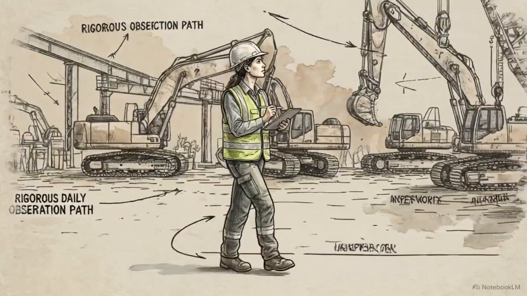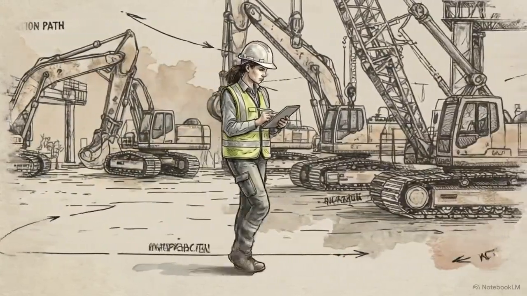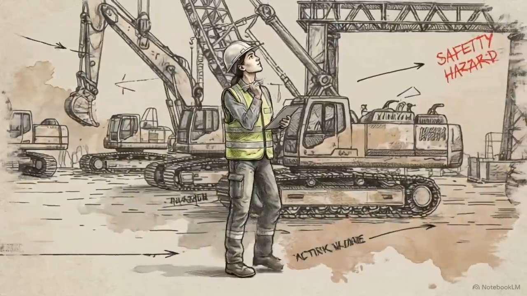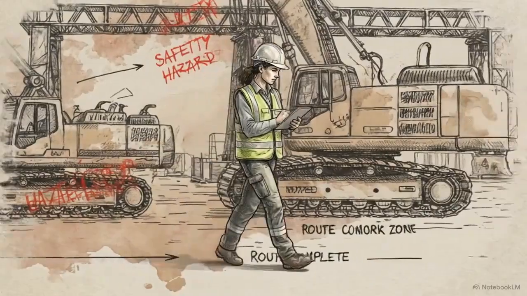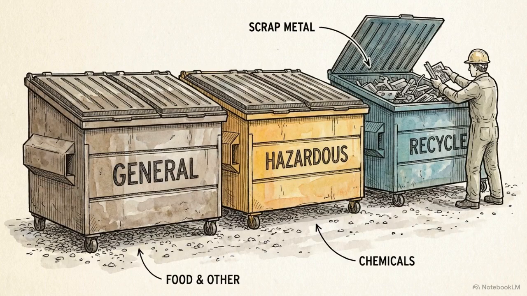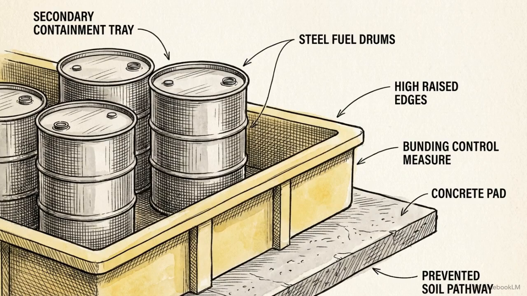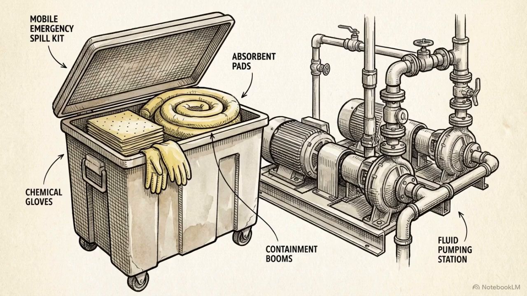On an active site, this theory translates into rigorous daily observation. An HSE professional walking the yard must verify specific physical controls. First, check the waste streams. Verify that physical waste receptacles are strictly separated, clearly labeled, and being used correctly by the crew. Second, inspect the storage. Ensure all chemical and fuel areas utilize secondary containment, known as bunding, to block the pathways to soil and water.